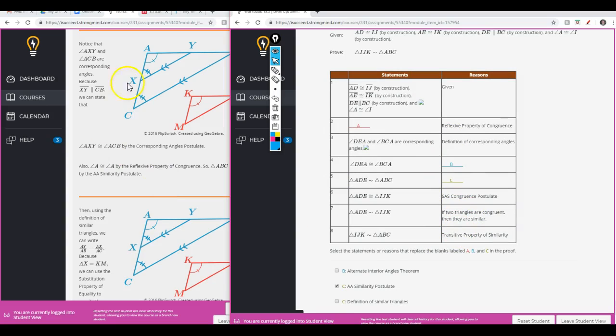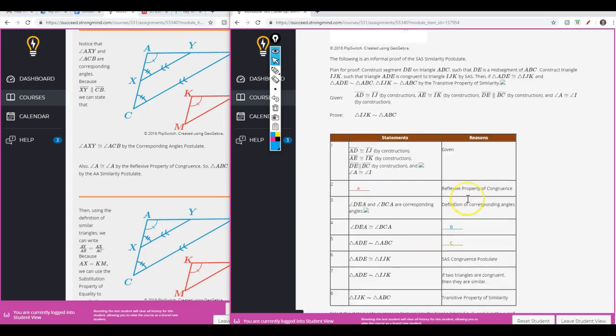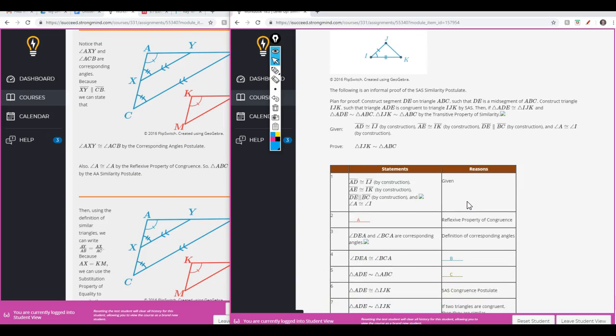What I would encourage you to do, since the example proof was given to be in a paragraph proof, is write this down as an example for the side angle side similarity proof, so that you could use it on a checkpoint or in the exam.